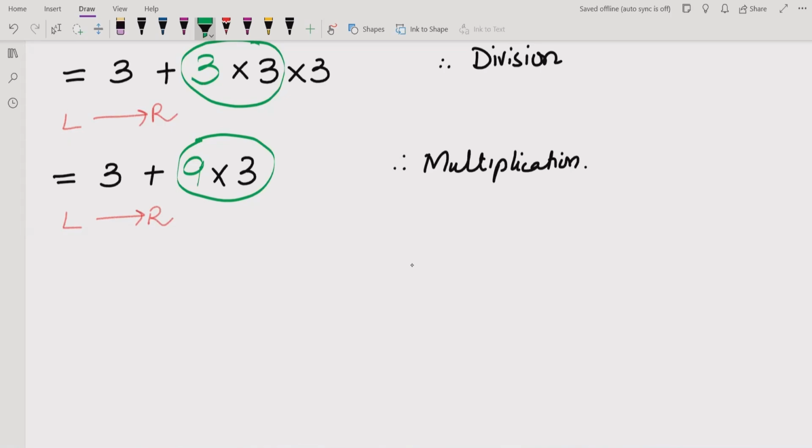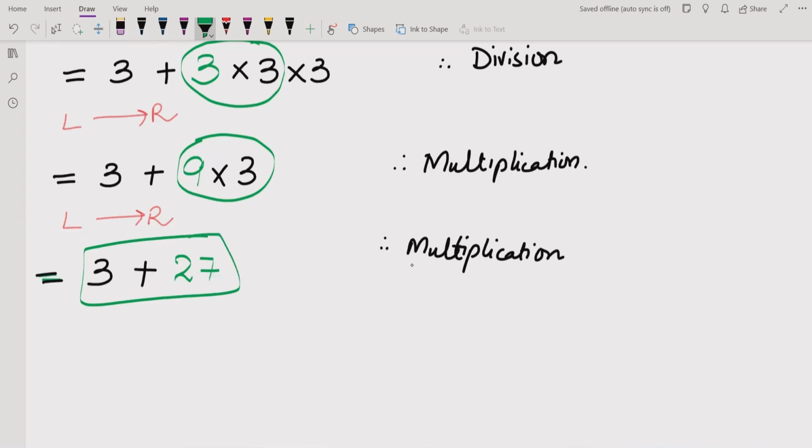So this one we will multiply again. So 3 ones are 3, plus 9 threes are 27, right? Multiplication done here. Now we will solve this part, and 3 plus 27 is 30. So the answer of this question is 30, we did addition here.